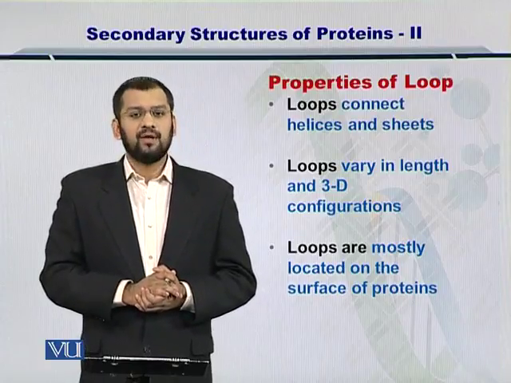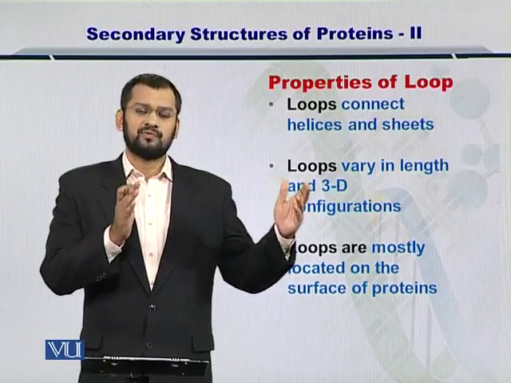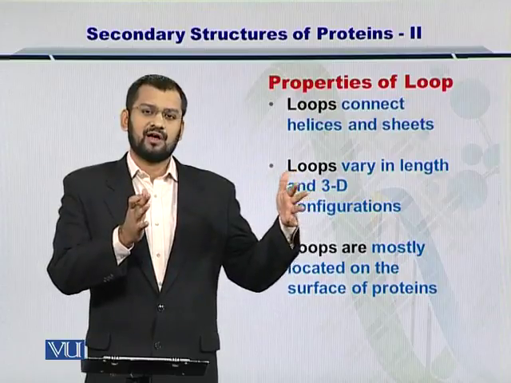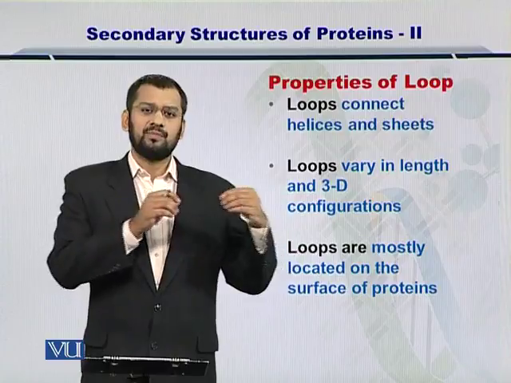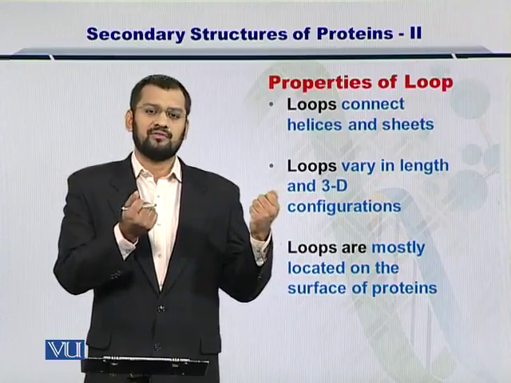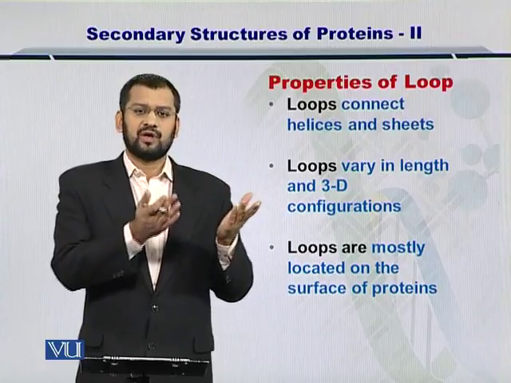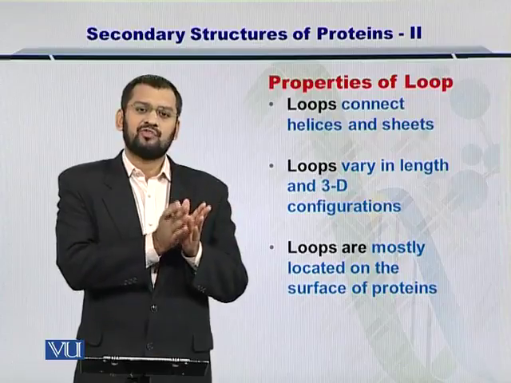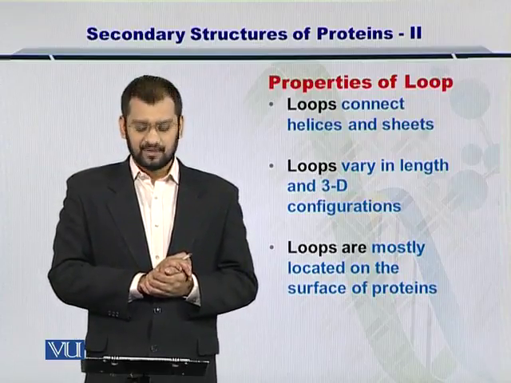The loops may vary in length. Some loops may be short, some loops may be long. For instance, if two alpha helices are located at a large distance, then you will need a longer loop to hold the two ends of the alpha helices together. Or if a beta sheet is located very close to some other alpha helix, then a very small loop can connect the alpha helix and the beta sheet together as well.